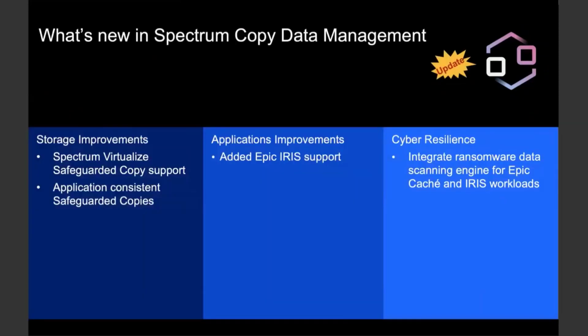These are some of the new features that we have in Spectrum Copy Data Management version 2.2.16. What we've done is made some improvements for IBM storages by adding Spectrum Virtualize safeguarded copy support. Users can now create application-consistent immutable copies with the safeguarded copy support in Spectrum Copy Data Management.